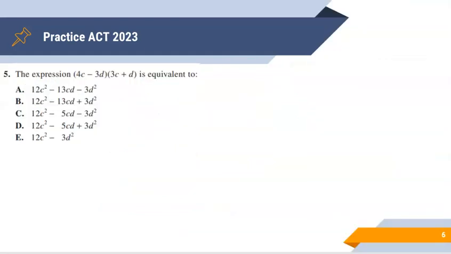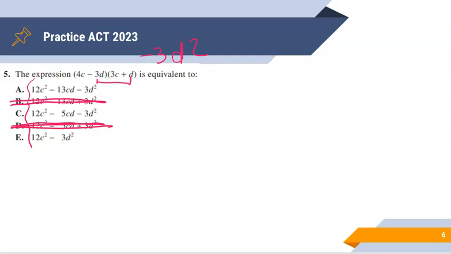Okay, last one. We're multiplying this, right? So one of the ways to know is that we're like, well, I know that we'll do the first term times the first term, which would be 12c squared, but that doesn't really help because all of these are 12c squared. So if I look at multiplying the last 2 terms, that would be a negative 3d squared, which lets me get rid of some choices that many people selected.